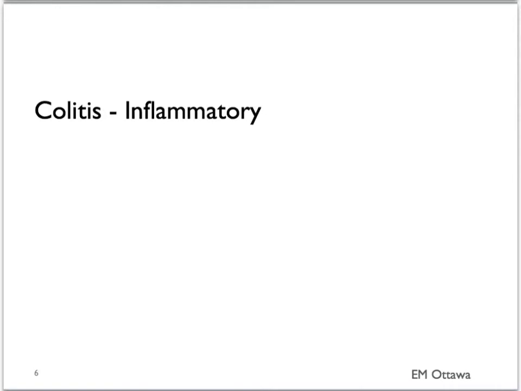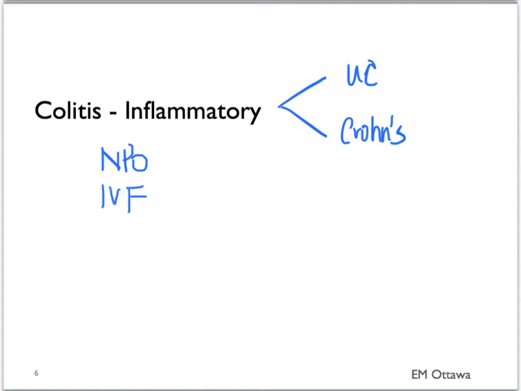For inflammatory colitis, that usually includes ulcerative colitis and Crohn's disease. The treatment for inflammatory colitis includes bowel rest, so the patient is kept NPO. IV fluids are given to ensure the patient is hydrated. And anti-inflammatory medication such as steroids is given to decrease the inflammation in the bowel. There are other specific treatments for inflammatory colitis that we will not be discussing here.